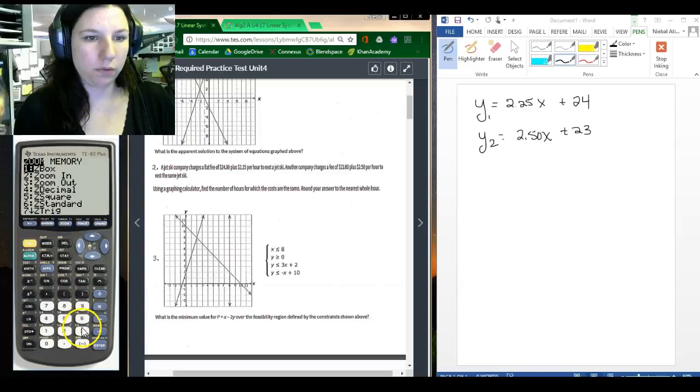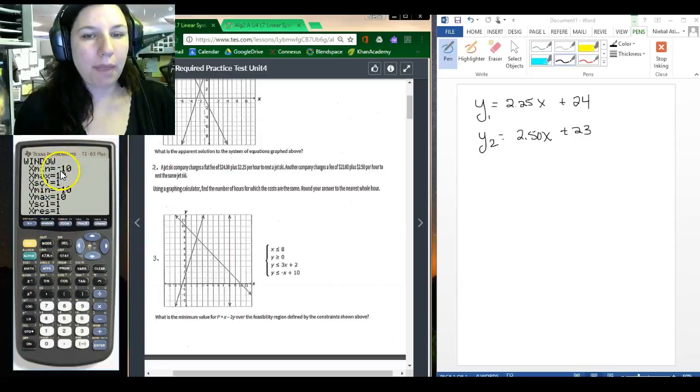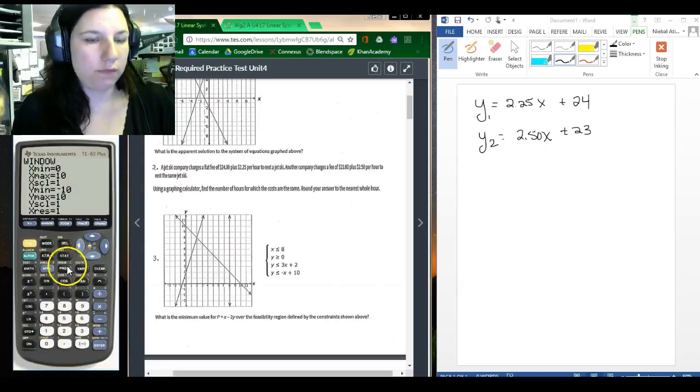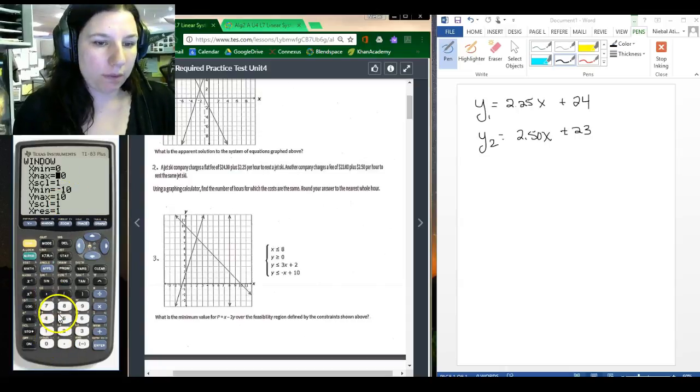And I'm going to put my zoom back to standard. Okay, now you can see I need to expand my window quite a bit. So we'll go to the window. My X minimum, that's the number of hours, I can set the minimum at 0, right? Because you're not going to rent a jet ski for negative hours. We want to make this bigger, so let's just double it. Let's go to 20 hours.